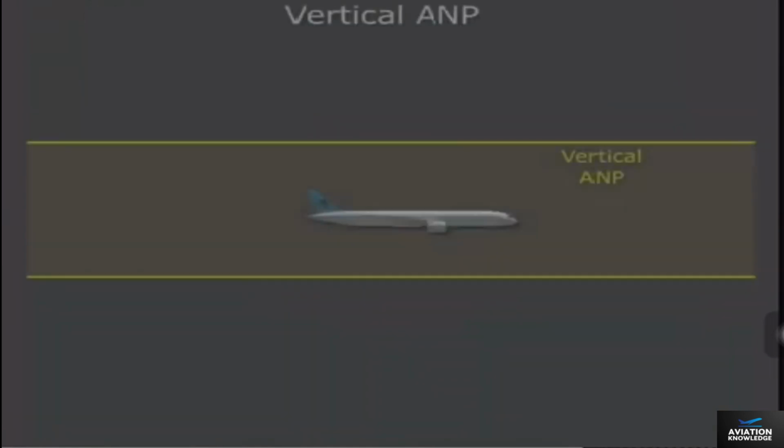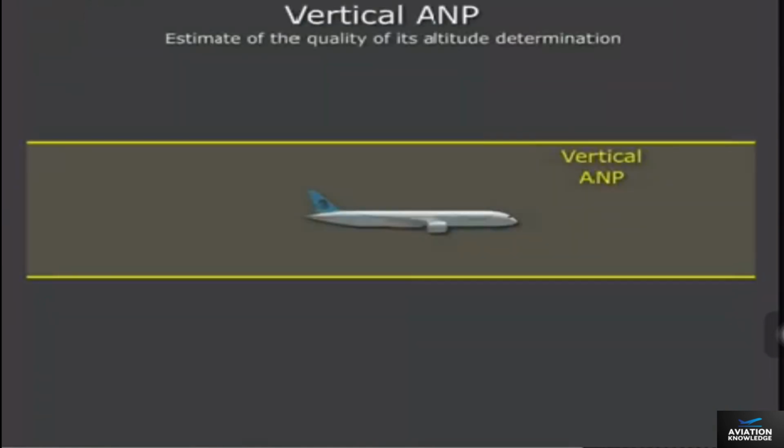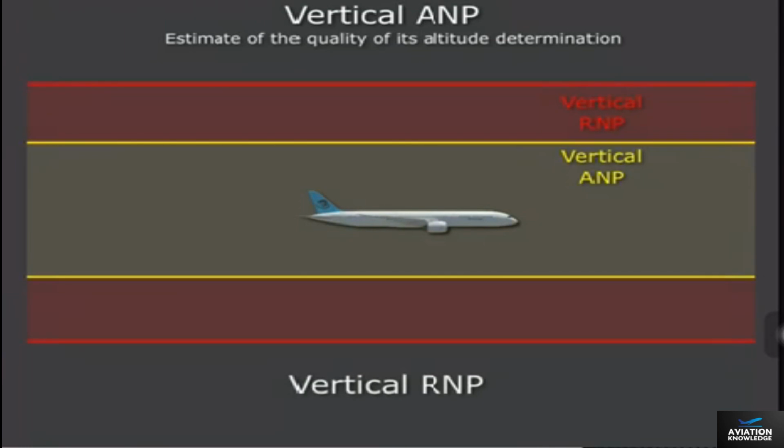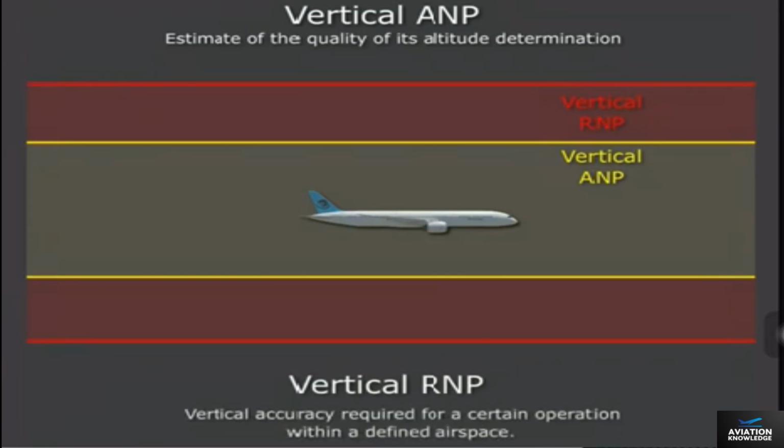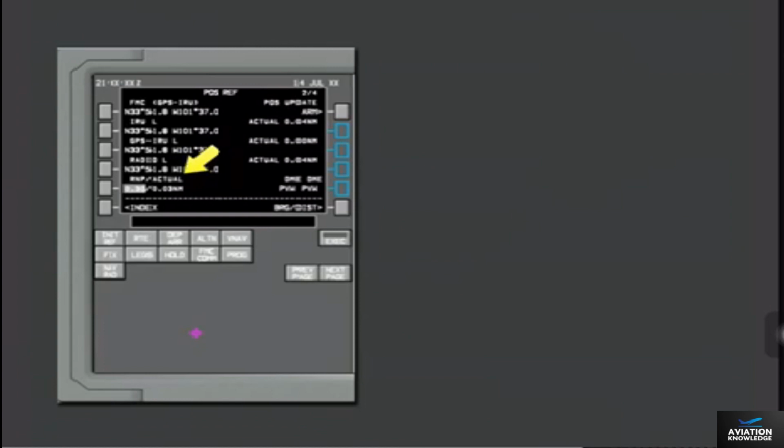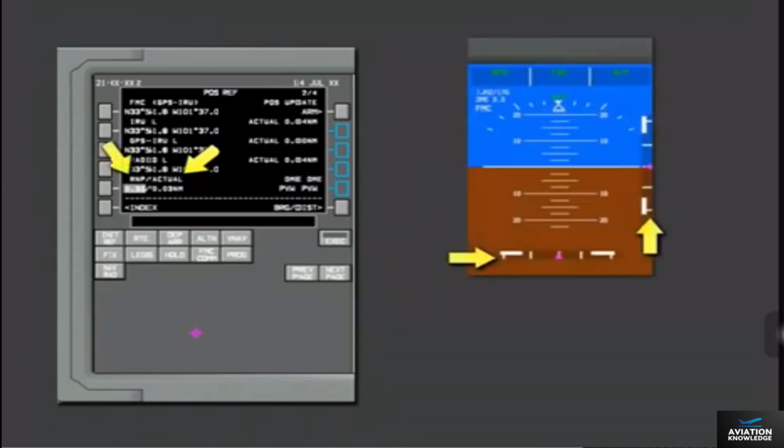The system can also estimate the quality of its altitude determination, which is called vertical ANP. Much like lateral RNP, vertical RNP is defined as the vertical accuracy required for a certain operation within a defined airspace. ANP and RNP are displayed in text on the CDU and graphically on the PFD.